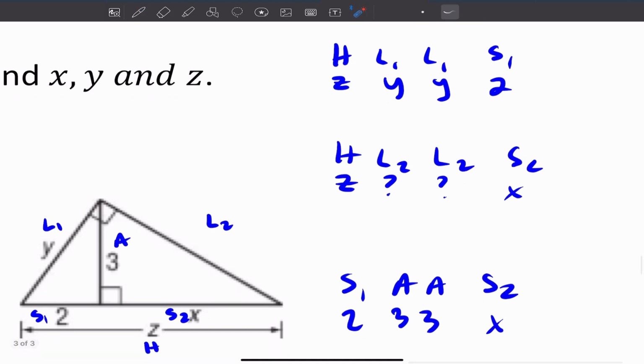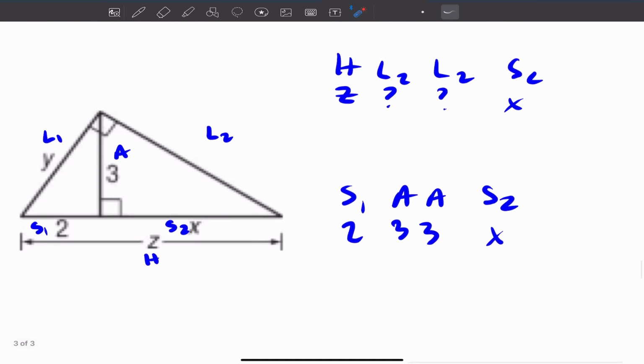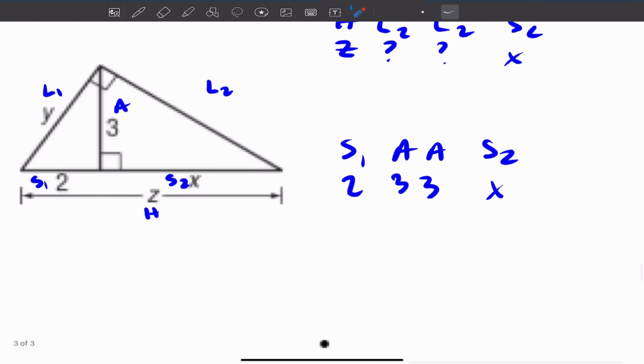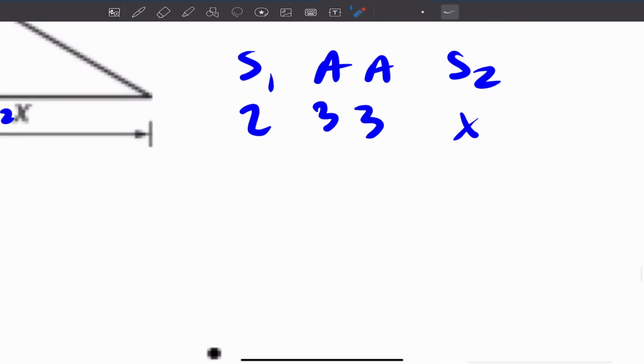Let's see. I can't use this because we have too many variables, and there are question marks here, so I don't think we're going to be using this at all. If I look up here, I have z, y, y2. Again, I can't really create an equation dealing with more than one variable. So the best approach here is segment 1, altitude, segment 2.